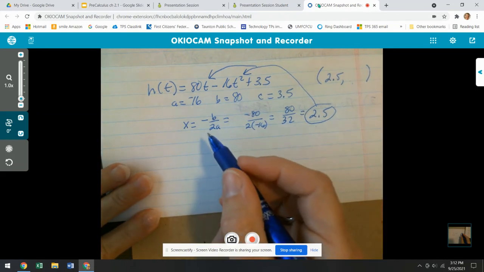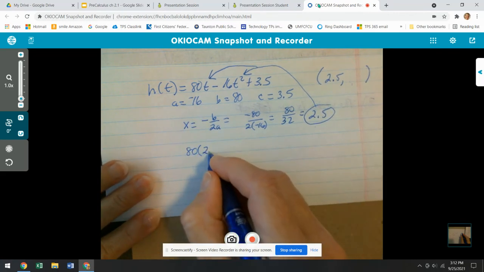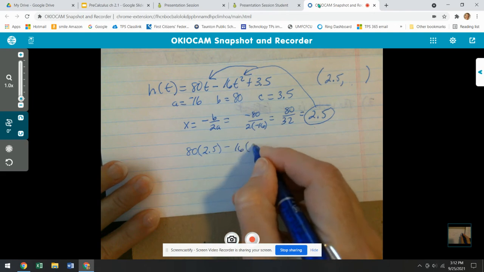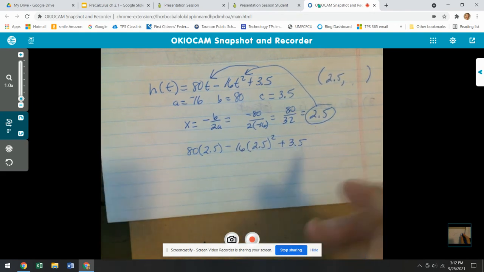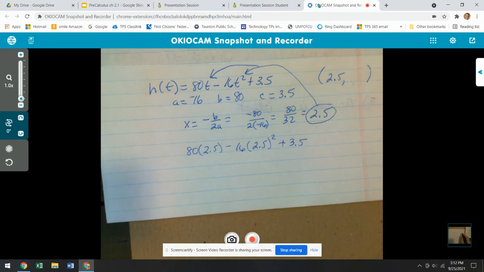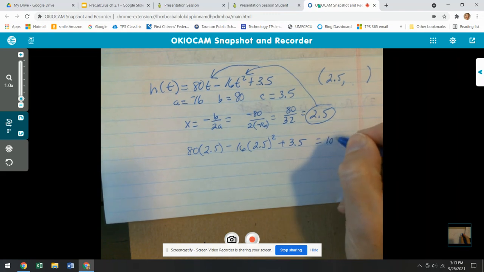So all I'm going to do now is grab my calculator. I'm going to do 80 times 2.5 minus 16 times 2.5 squared plus 3.5, and see what that gives me. Double checking that I typed it in right. That looks great. And when I plug this into the calculator, I got 103.5 feet.